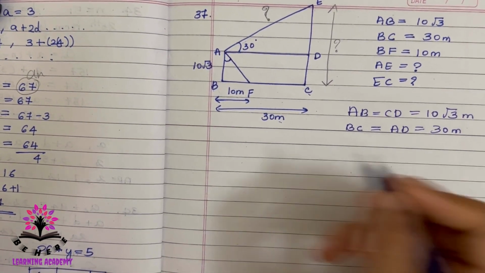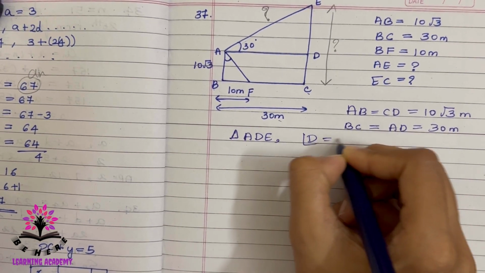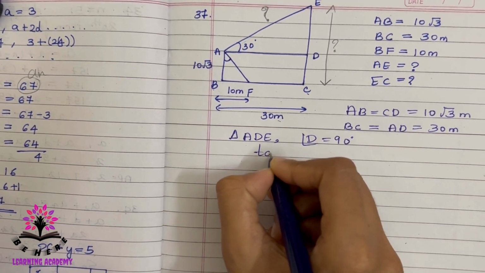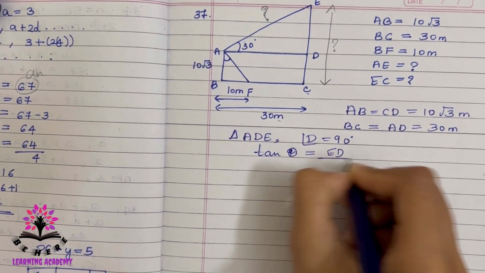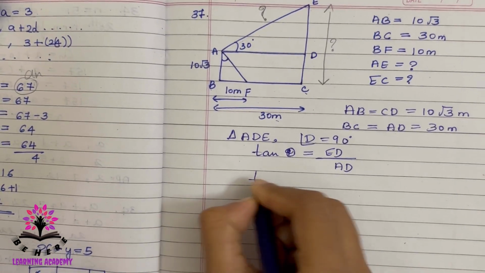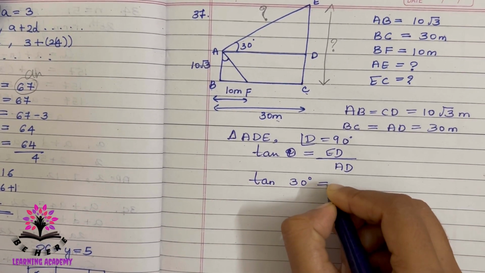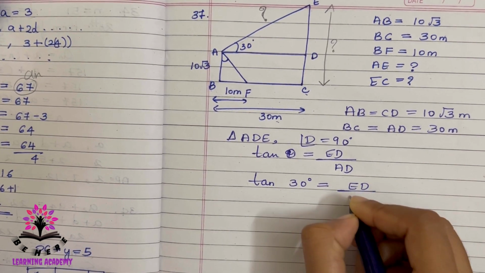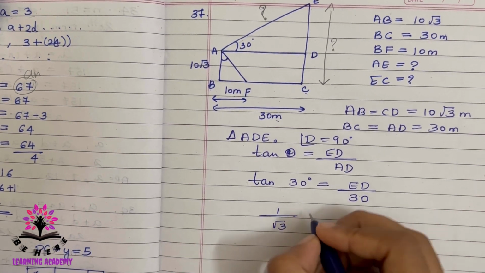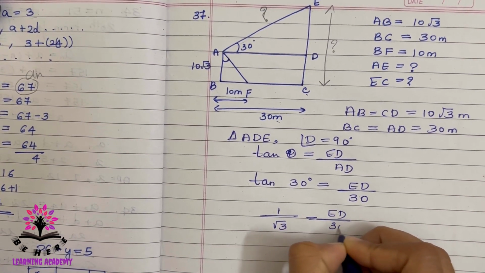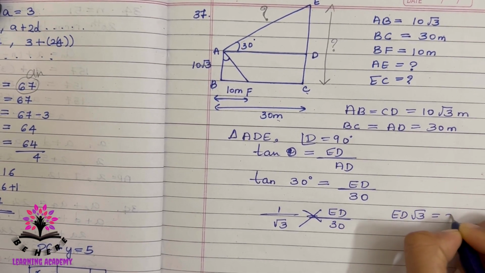So now let us solve. In triangle ADE, D is equal to 90 degrees. I will apply the tan function here. Tan theta, I can write it as ED by AD. So tan 30 degrees will be equal to ED by AD, that is 30. So this is 1 by root 3 will be equal to ED by 30. Cross multiply, you will get ED root 3 is equal to 30.